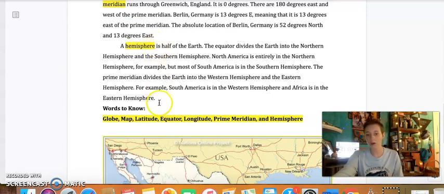So just like before, those main words to know, and I've highlighted them down here: globe, map, latitude, equator, longitude, prime meridian, and hemisphere. So go back through, make sure you understand those.